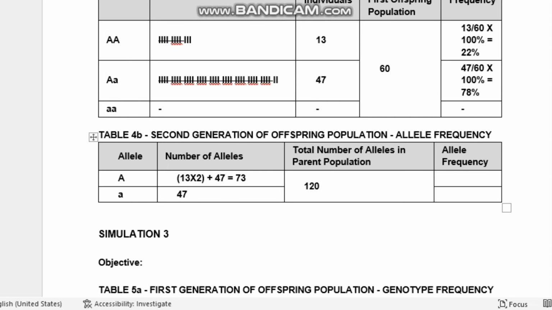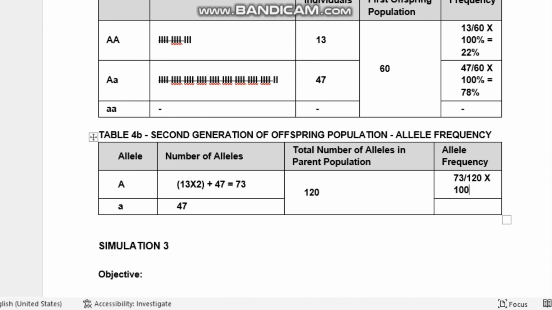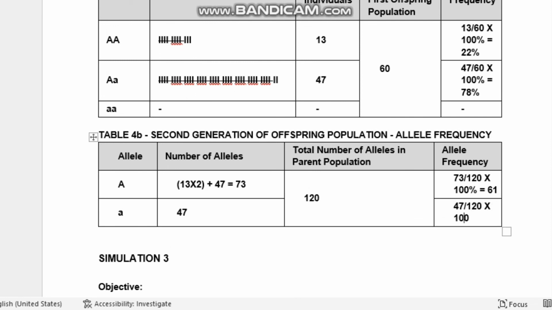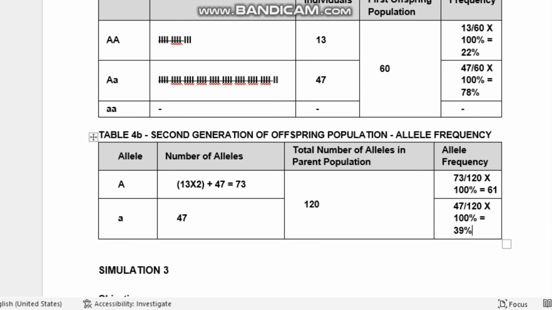So the allele frequency is 73 over 120 times 100% equal to 61%. And for the allele frequency of small letter a, it is 47 over 120 times 100% equal to 39%. So that's all for me.